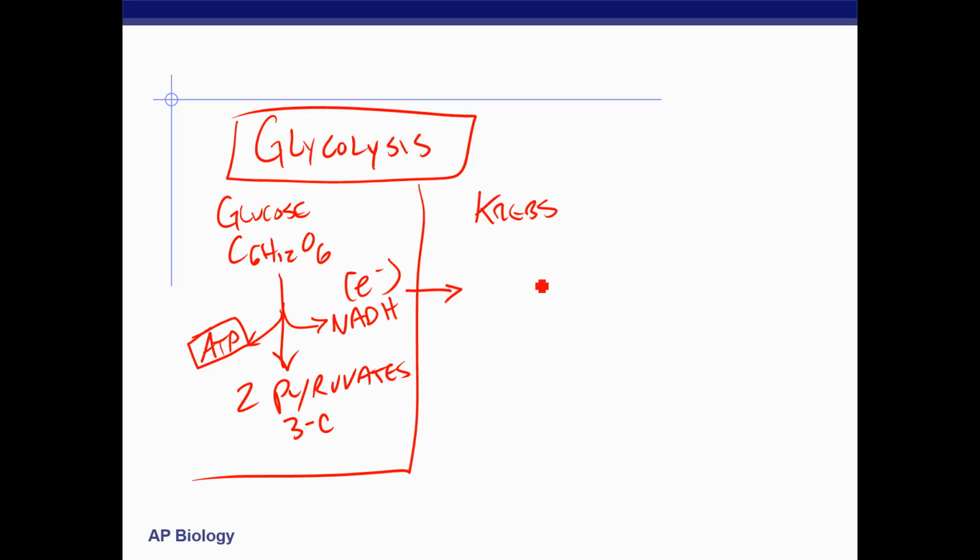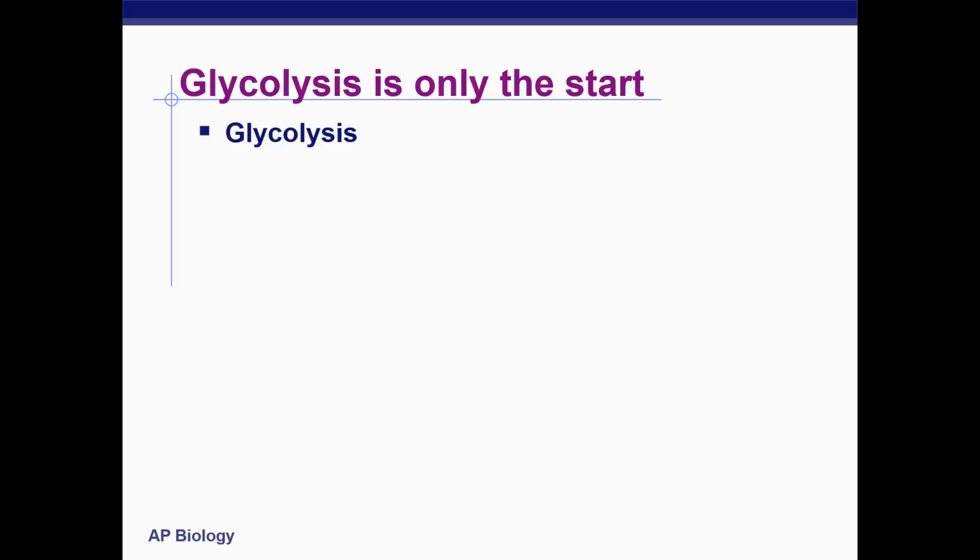We're going to have to transition. We're going to have to start using an organelle to make this happen. With organelles, we're going to need some more membranes. We're going to need an increase of surface area, and we definitely need oxygen. Oxygen has to be present in order to move into the Krebs cycle. So let's start taking a look.